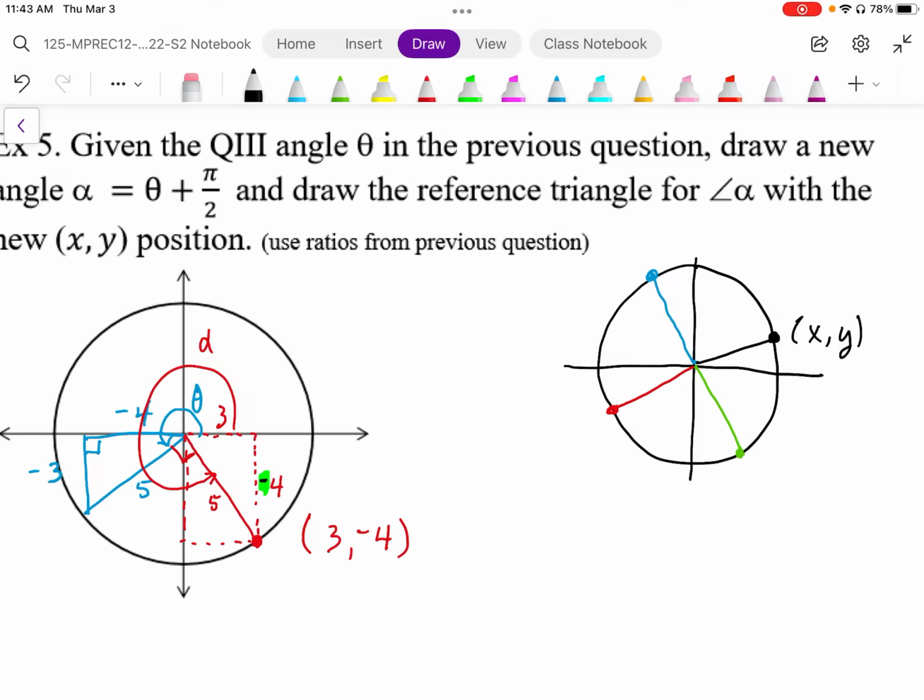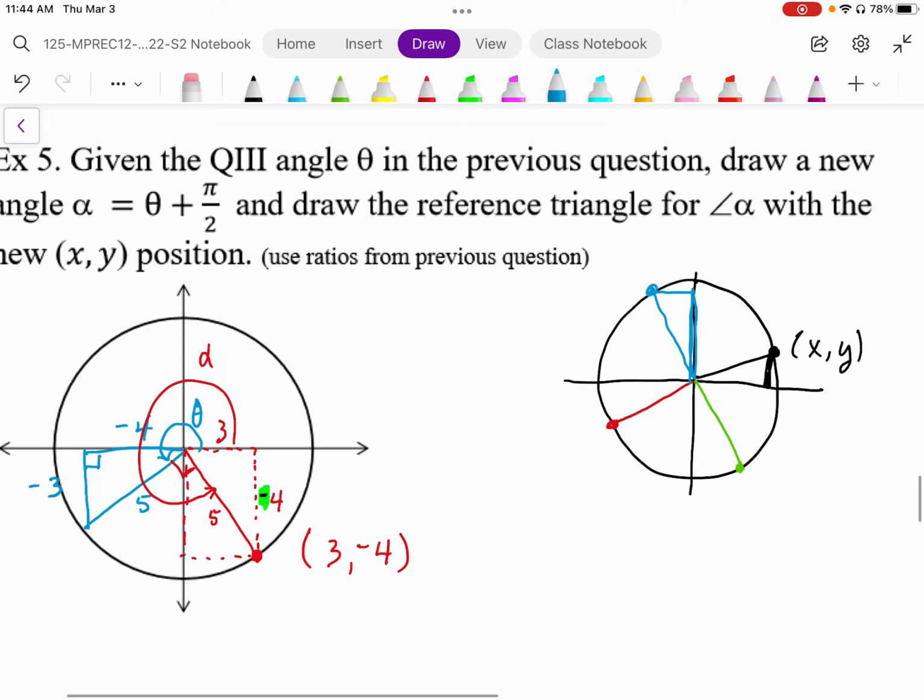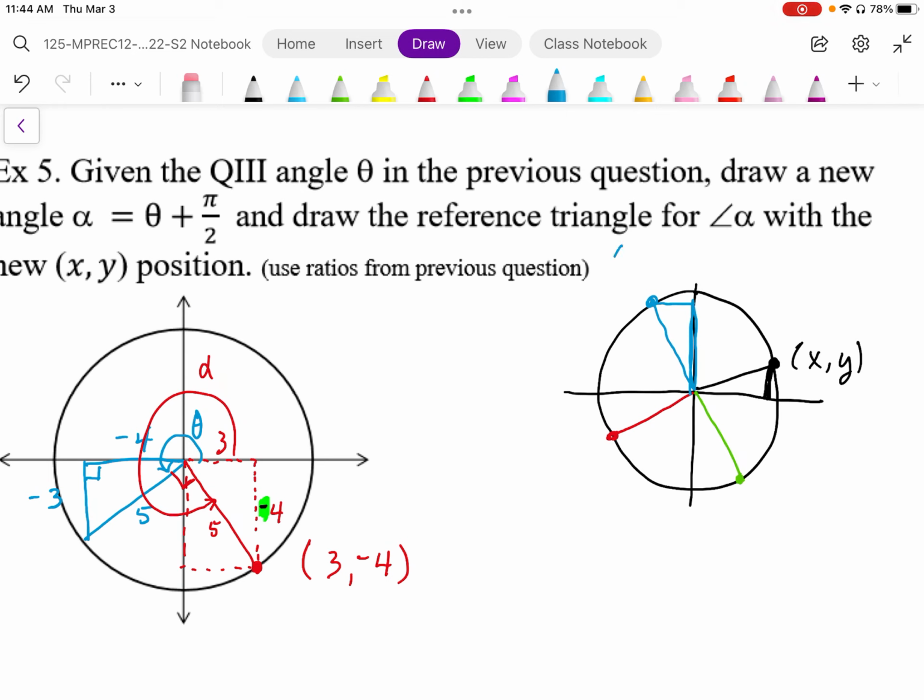You may have noticed a generalization that we can make when we do rotations of 90 degrees. Now, these only work for rotations of 90 degrees because as we rotate 90 degrees, that reference triangle gets rotated as well. Okay, so we have this reference triangle in here when we rotate to the right 90 degrees. And when we do that, what ends up happening is the x and y coordinates flip.